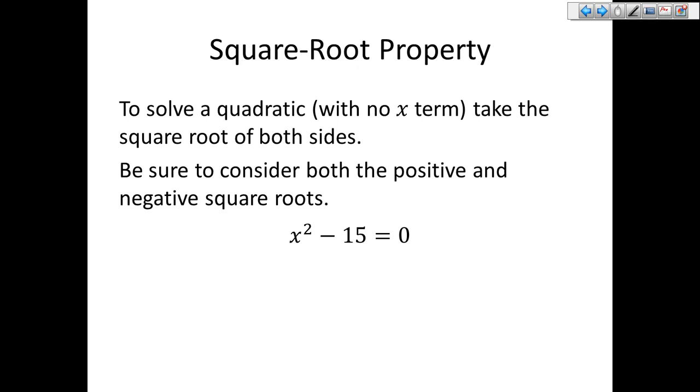I'm just going to move the 15 over by addition. So I get x squared equals 15. Now, I just take the square root. x equals both positive and negative the square root of 15. And this is a great way to write it. The square root of 15 is an irrational number. It doesn't work out nicely. There aren't any perfect squares hidden inside the 15, so I'll just leave my answer like that. Don't type it into a calculator and get a decimal approximation.